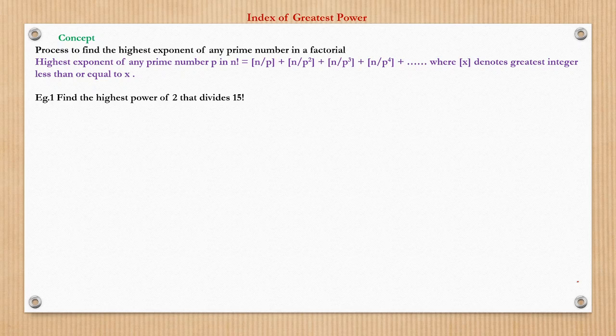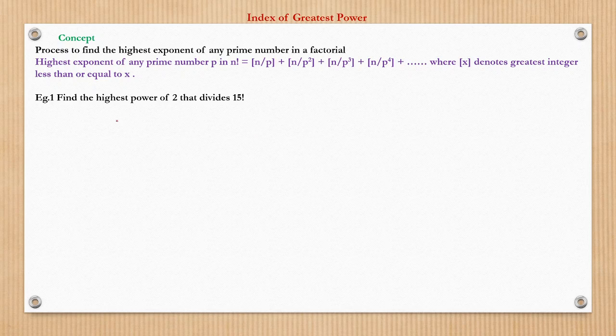So we'll start with the index of greatest power, that is also known as IGP in short. The highest exponent of any prime number p in any n factorial would be given by this relation. We will come to how we have arrived at this formula. We'll see this concept through an example.